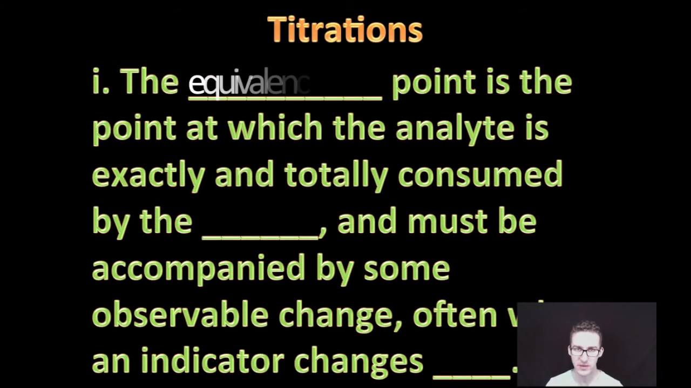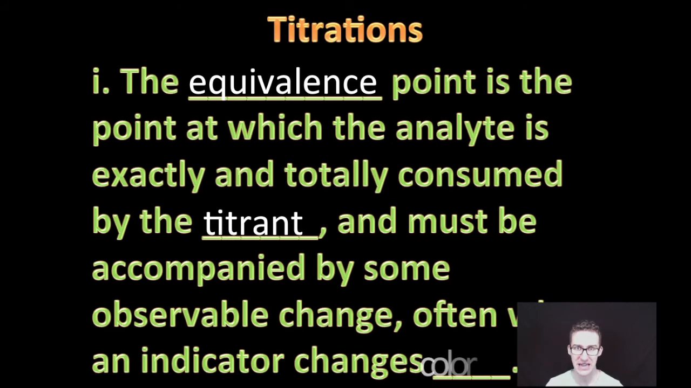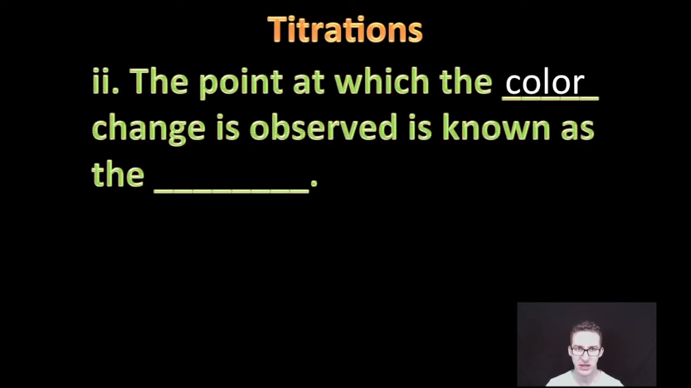And there are a couple of things to keep in mind here about titrations. One, the equivalence point is the point at which the analyte is exactly and totally consumed by the titrant. And generally, it should be accompanied by some observable change, oftentimes a change in color, so we can visually see when we've reached that equivalence point. The point at which that color change is observed is known as the end point. So again, the equivalence point is where you've got the stoichiometric relationship that you see in the balanced chemical equation. The end point is where we see that color change. Now, if you've set your titration up correctly, the end point should occur at approximately the same place as your equivalence point.